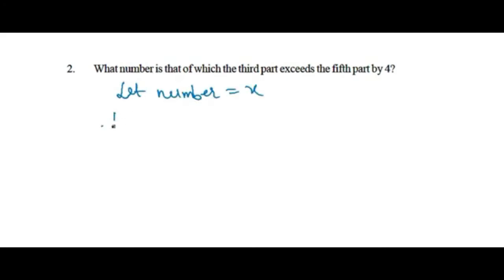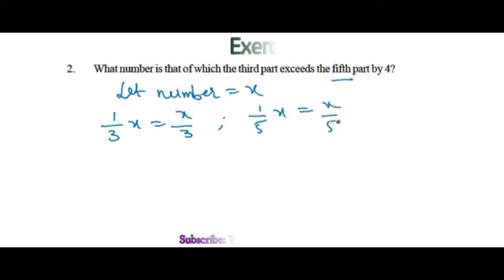Third part means 1 by 3 of x, that is equal to x by 3, and fifth part means 1 by 5 of x, that is equal to x by 5. According to the problem, third part exceeds the fifth part, means x by 3 minus x by 5, which is equal to 4. Now you should take the LCM of these denominators and simplify this equation.